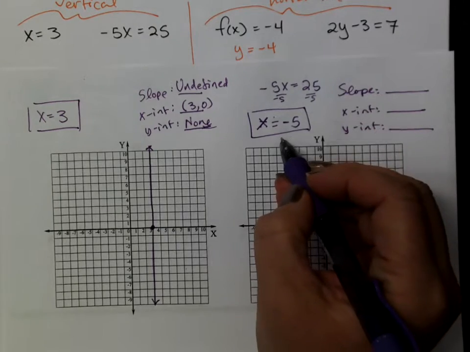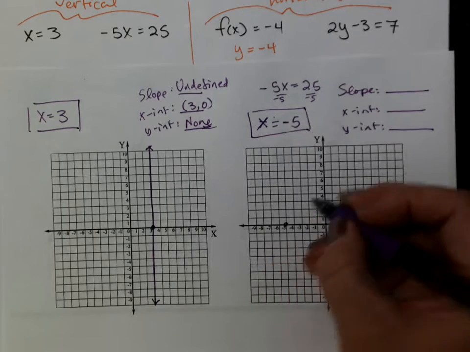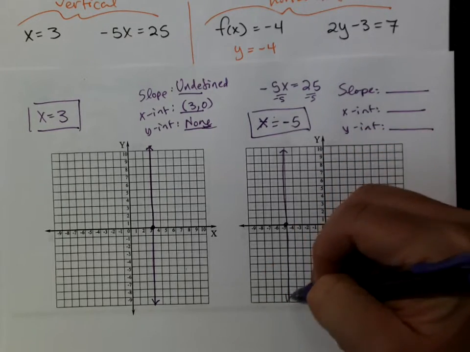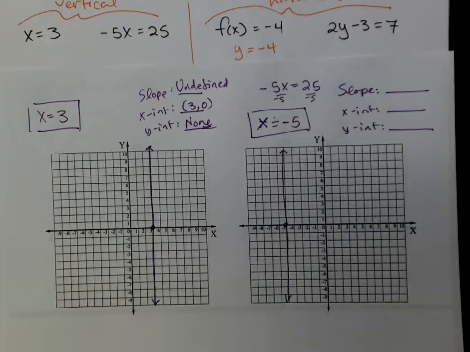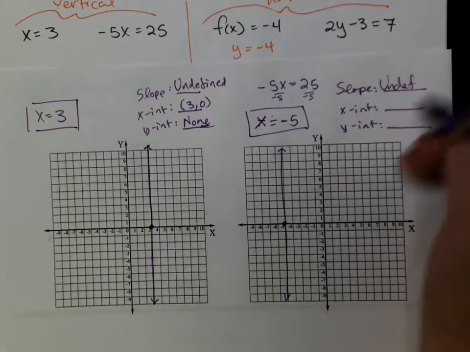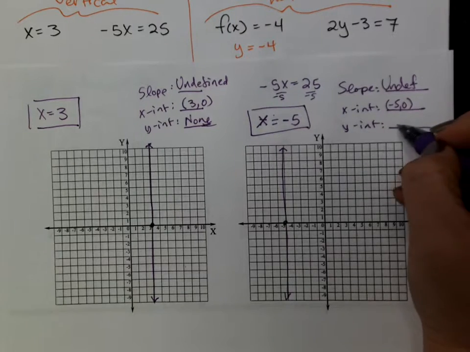The equation itself tells me where to put a dot. On the x-axis, negative 5. Because it only has an x, I know it's a vertical line, so that's all I need. Draw a vertical line through that spot. What's its slope? Undefined. What's its x-intercept? Negative 5, 0. What's its y-intercept? None.